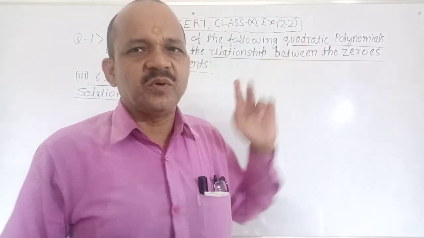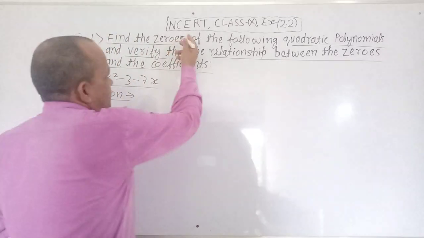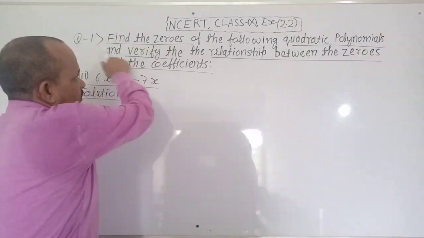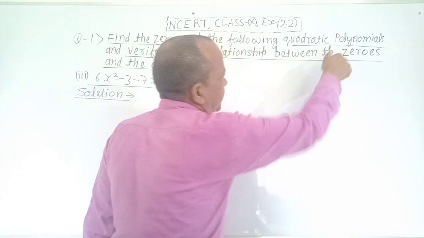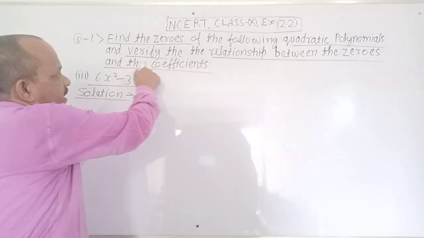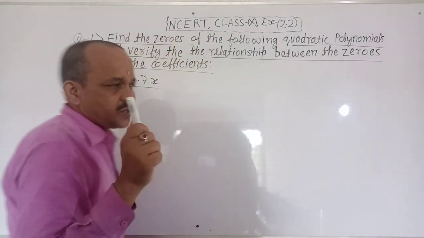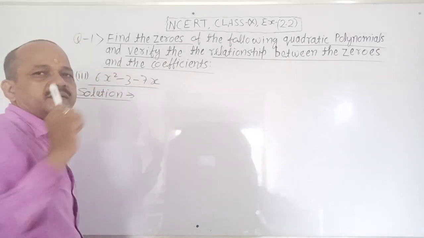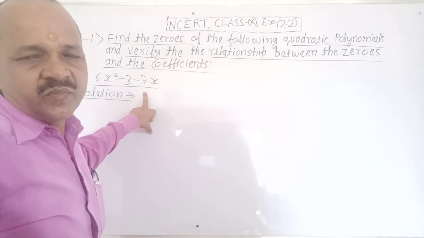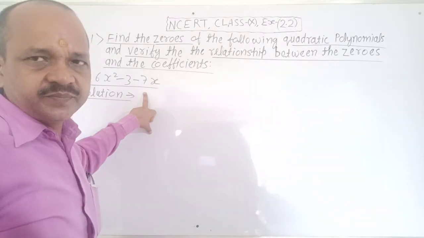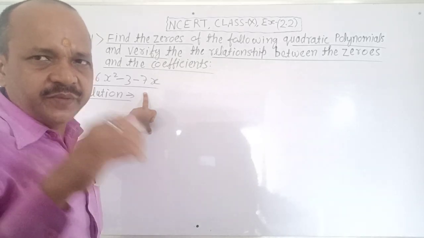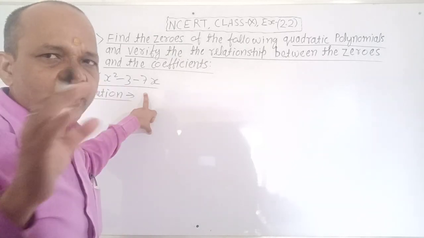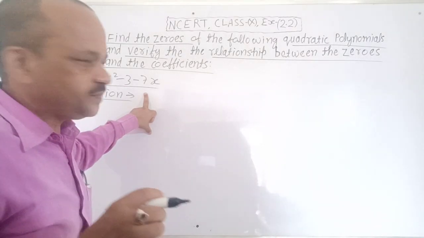Very good. See the board. NCERT class 10 exercise 2.2, question 5. Find the zeros of the following quadratic polynomial and verify the relationship between the zeros and the coefficients. The question is 6x square minus 3 minus 7x. You find coefficients and zeros and then verify the relationship between zeros and coefficients. It is clear, no confusion about it. Very good.